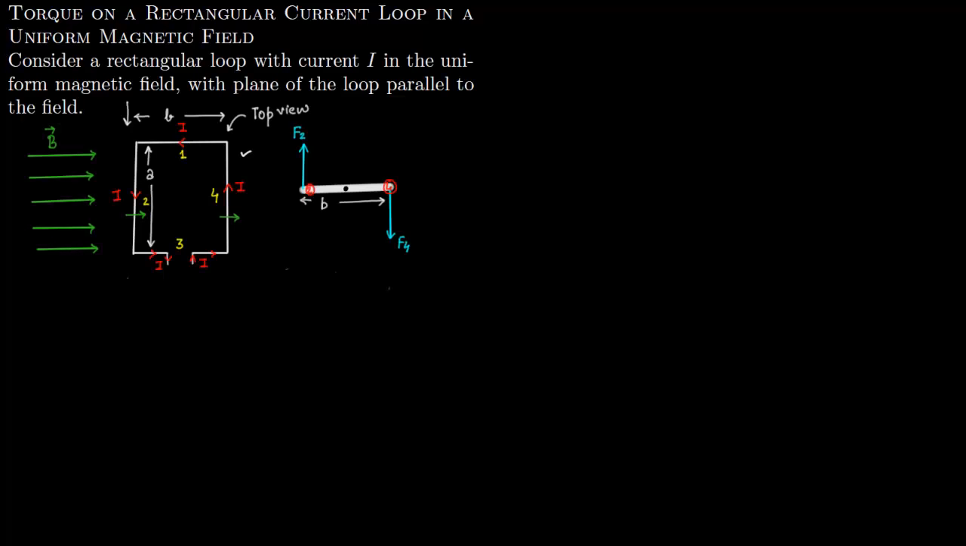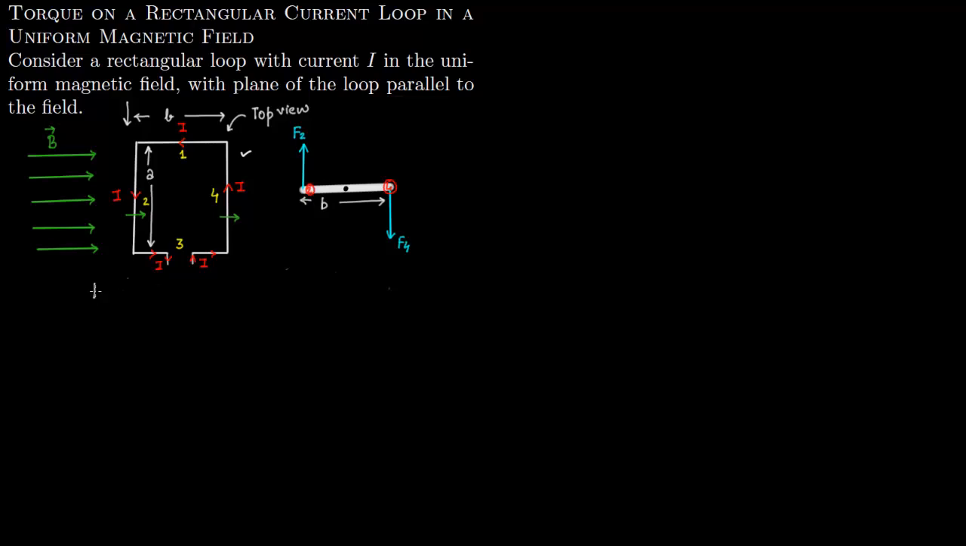We now talk about torque on a rectangular current loop in a uniform magnetic field. So you consider a rectangular loop and there is current I flowing in it, and it is lying in a uniform magnetic field. Now this loop is parallel to the magnetic field, as you can see in the figure below. So first notice that side 1 and side 3 are parallel to the magnetic field.